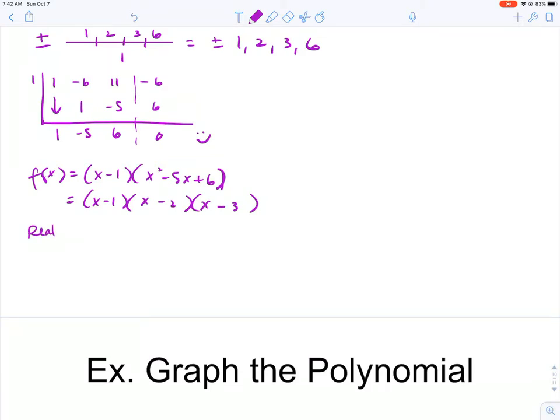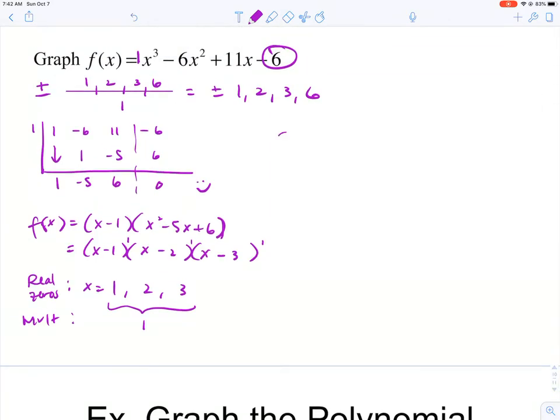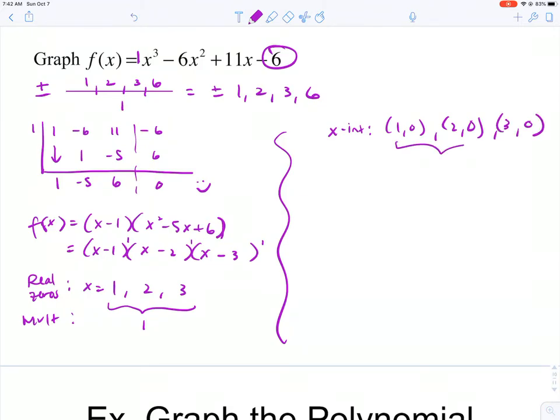We can see that our real zeros are 1, 2, and 3. The multiplicity of each zero is 1, right? Because each of these factors is raised to the first power. So our x-intercepts are (1, 0), (2, 0), and (3, 0). And the graph will cross straight through at each of those x-intercepts.